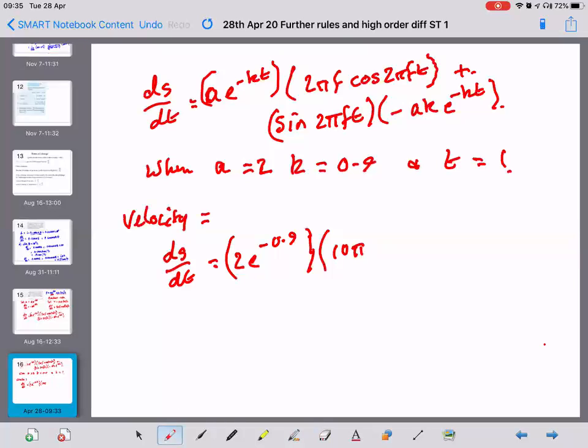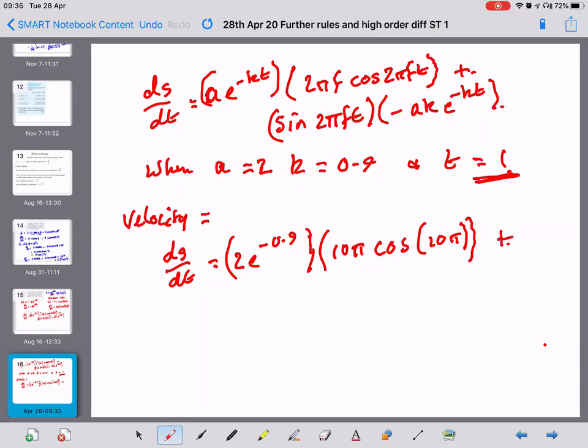Where does it say t equals 1? In the question. It says f equals 5. Determine the velocity of the end of the spring after 1 second. Oh, right, I see now. Cos 10 pi times t, which is 1. It's that bit.